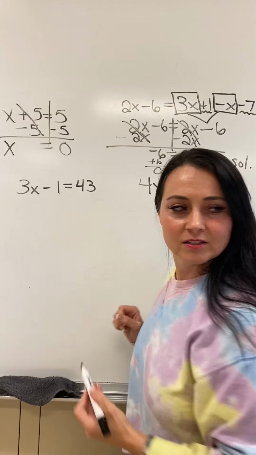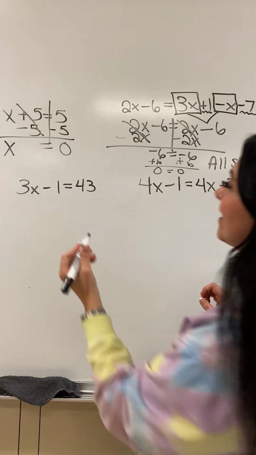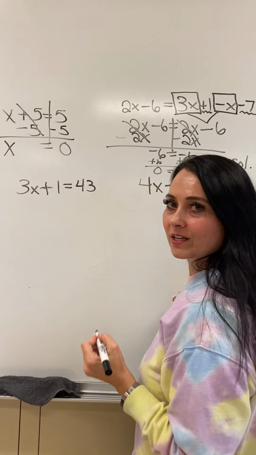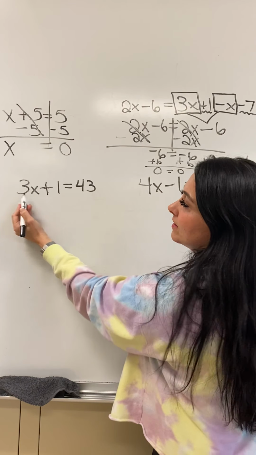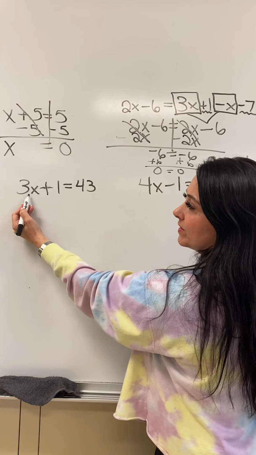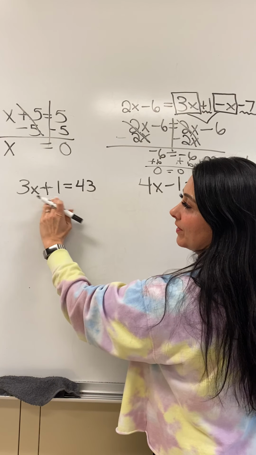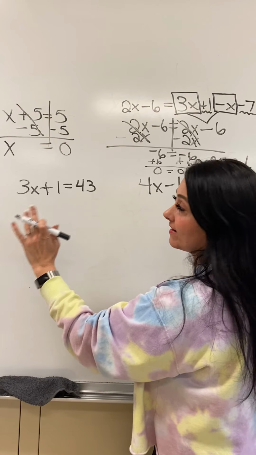For this one, I've got 3x, is it supposed to be minus 1? No, sorry, I thought that was wrong. It's plus 1. 3x plus 1 equals 43. So I'm going to leave my x alone. It's always good to worry about that 3 last. You want to worry about the numbers that are not attached to the x first.